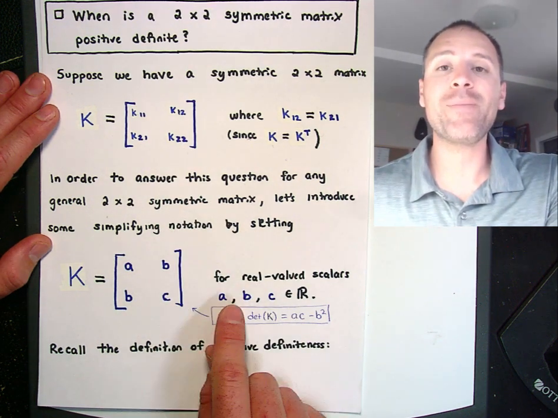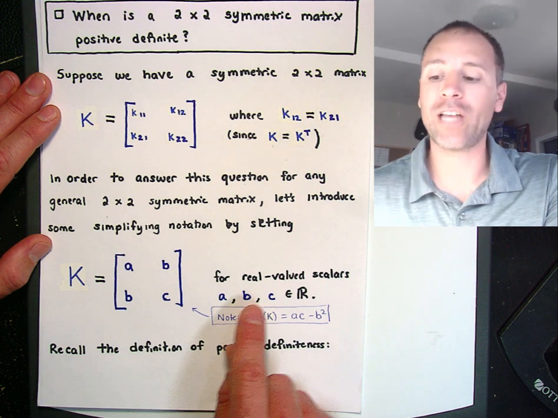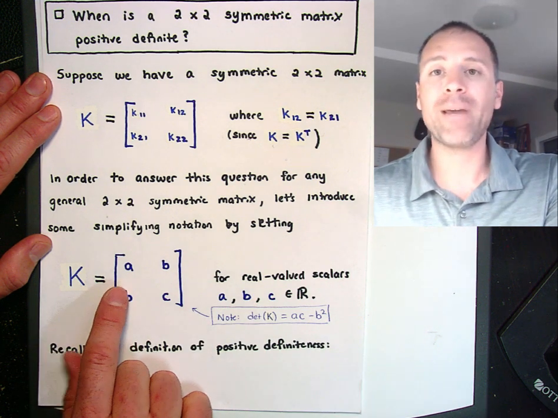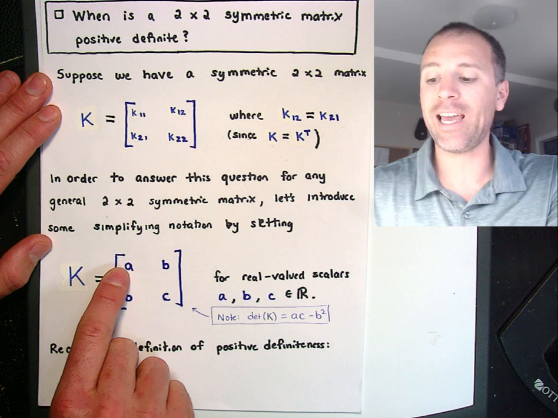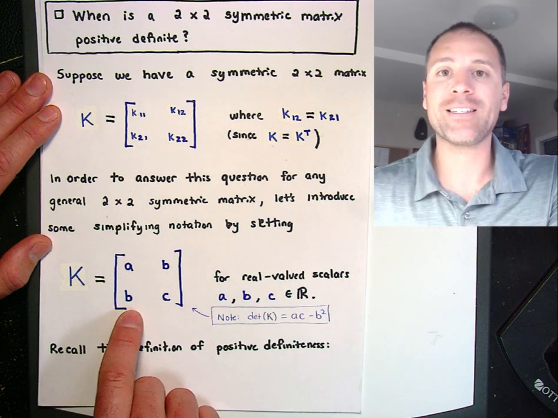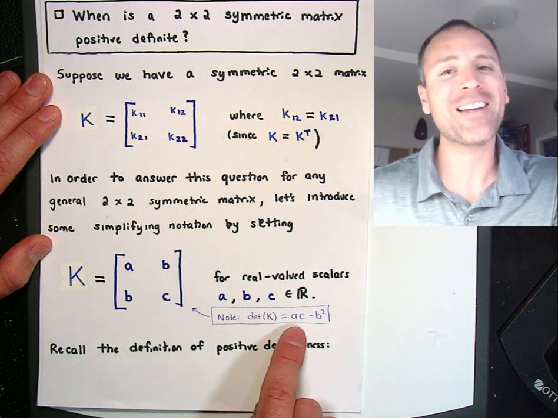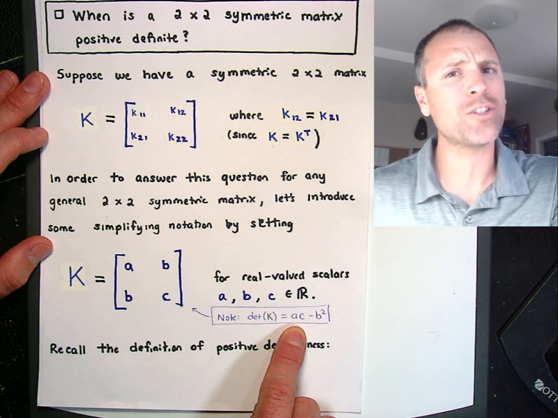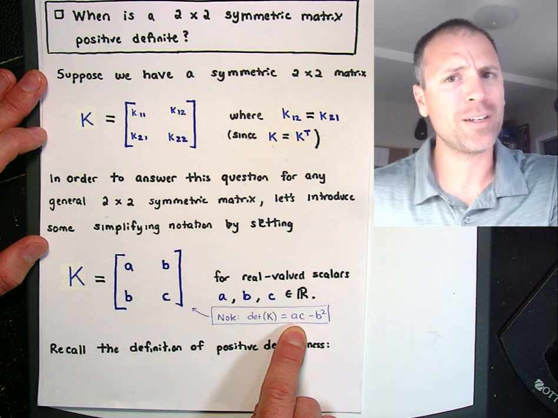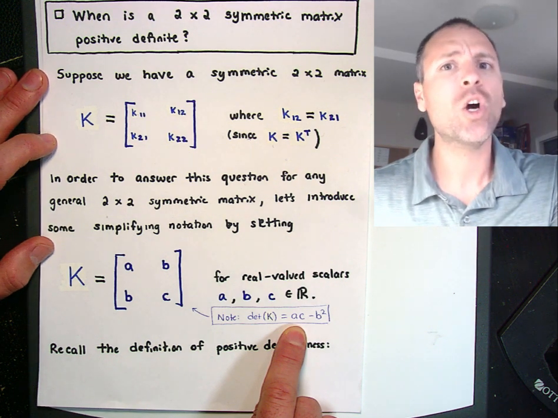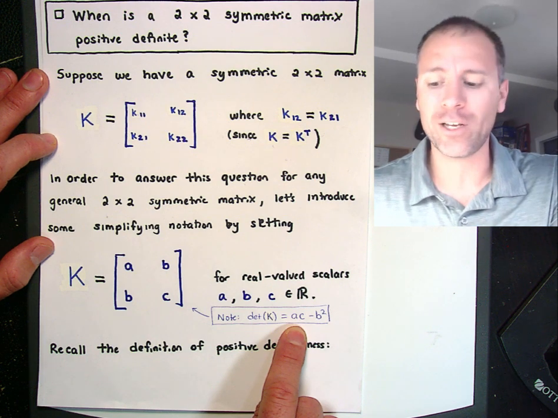In this case, A, B, and C are any real scalars, and I do want to note that this matrix has determinant AC minus B squared. Do you recognize that from your past in quadratic functions? Parabolas? Doesn't that look like a discriminant? We'll talk about that later in this video.